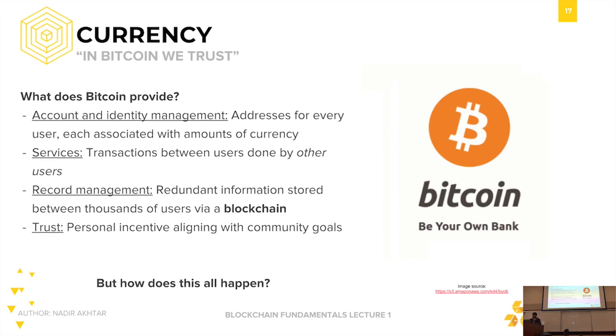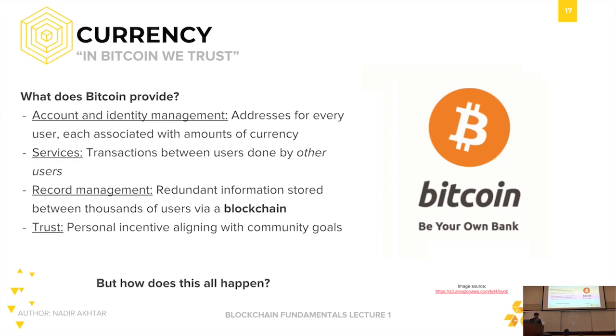Record management: redundant information is stored between thousands of users as a blockchain, all of the information of which is public, so that if you want to know what your account balance looks like, or more importantly, what the world looks like, you can access all of that information with just an internet connection.